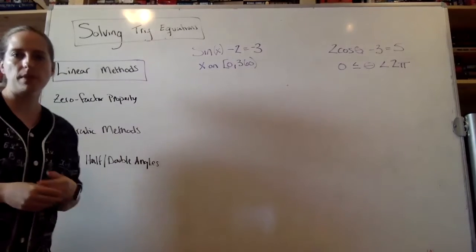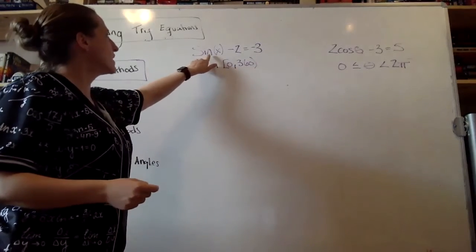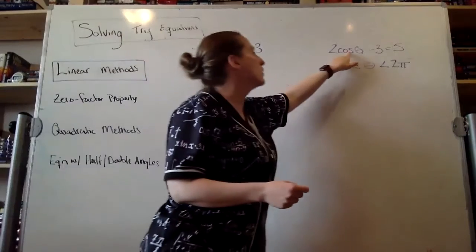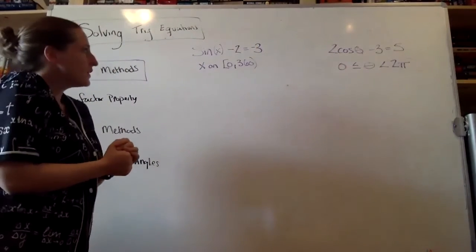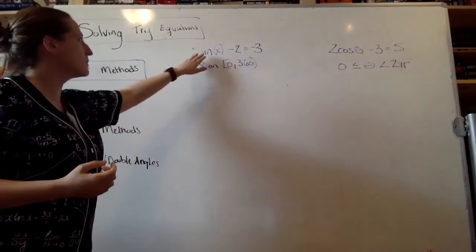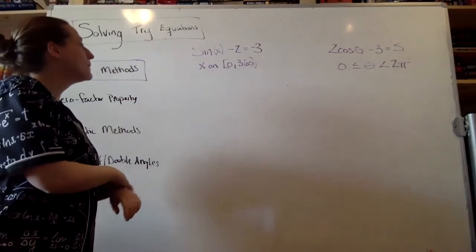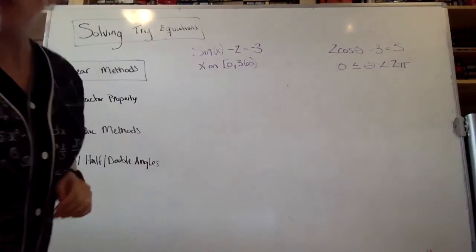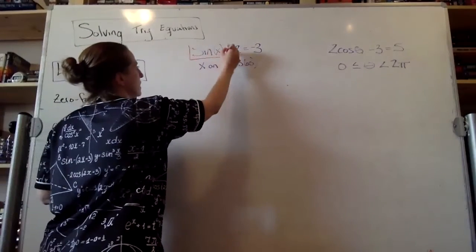So linear, remember that linear means we don't have any powers. Notice that I have sine to the first and cosine to the first. So we can solve this using linear methods. The other thing to notice is I only have one term, sine, cosine. I don't have multiple sines, sine squared, things like that. In that case, what we can do to solve these is isolate the trig term.